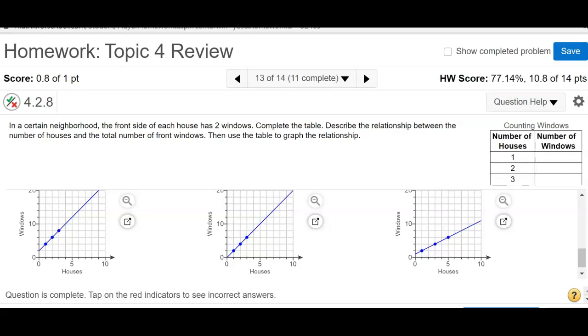Last thing. Make sure you are completing this review that's assigned to you or the study plan chapter 4.